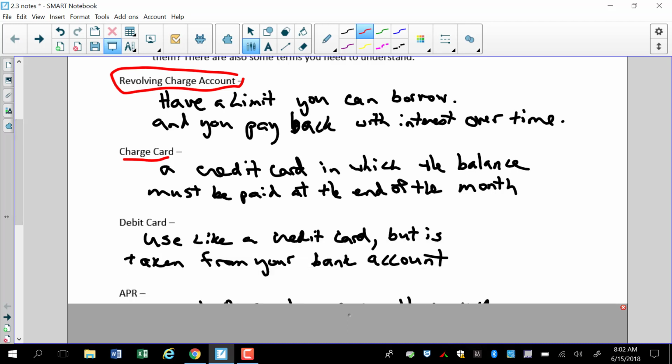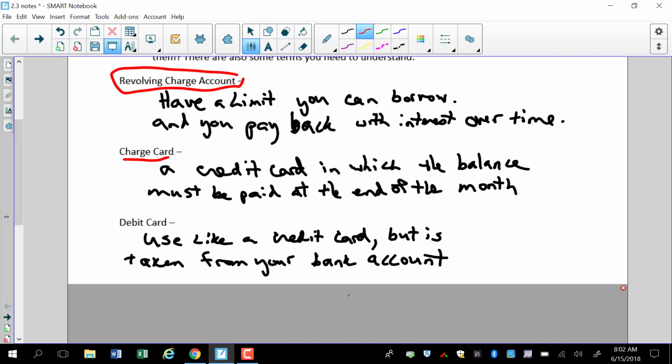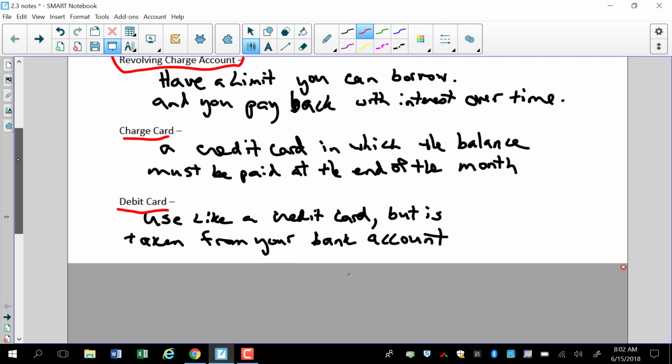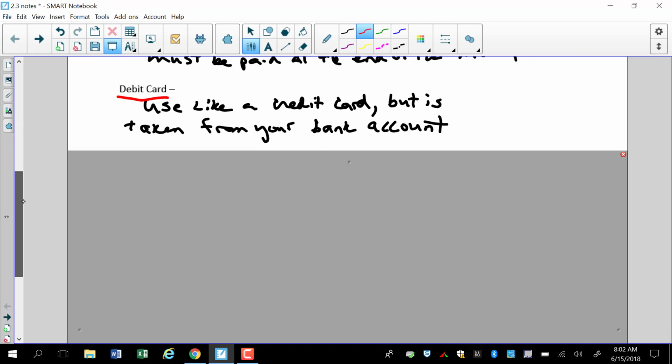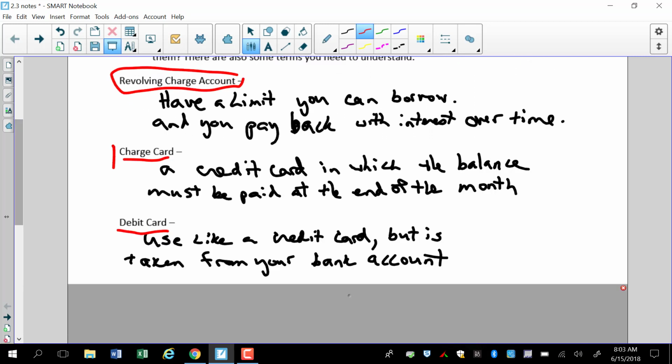At the end of the month, a debit card is a third type of card, and this one just comes right from your bank account. So you're not borrowing money, you're not charging interest unless you have some weird thing going on with your bank, but this is just coming directly out of your account from your bank. You're not taking any interest, you're not taking a loan, it's just coming right out of your bank, but it can be used just like a credit card.